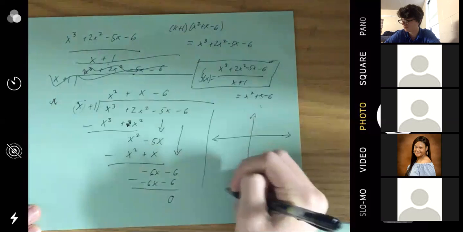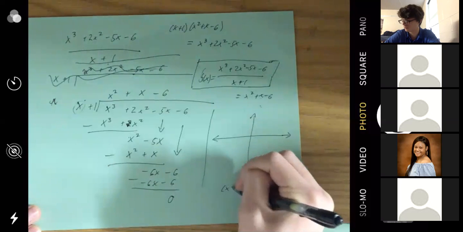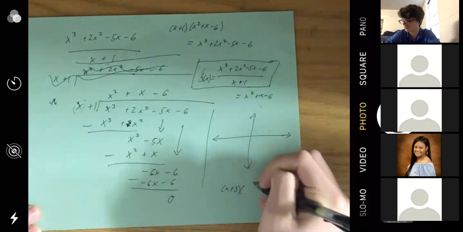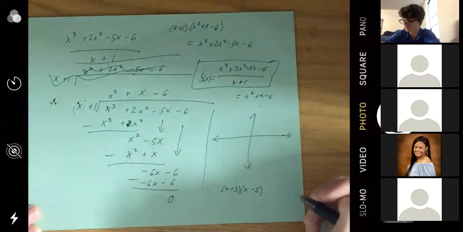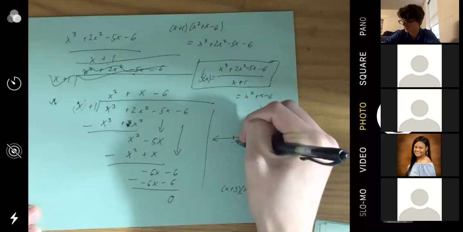In this case, for this parabola, I think I can factor that. What if it was x plus 3 and x minus 2, right? So this is going to have a 0 at minus 3.